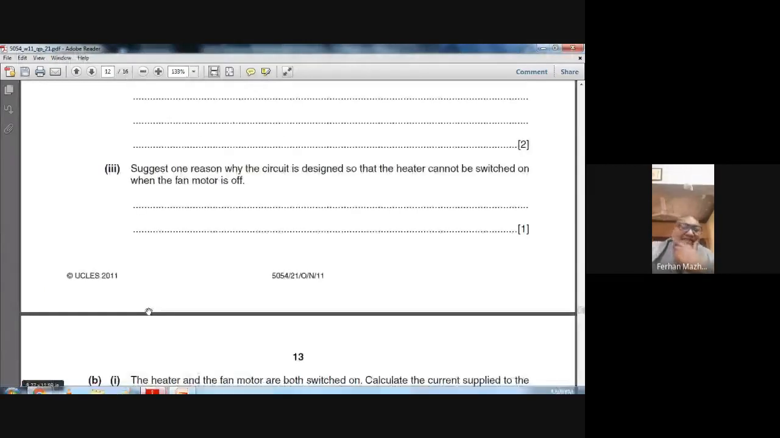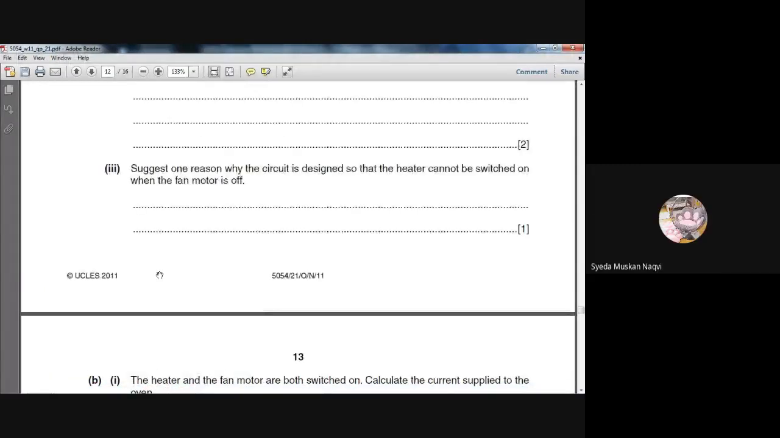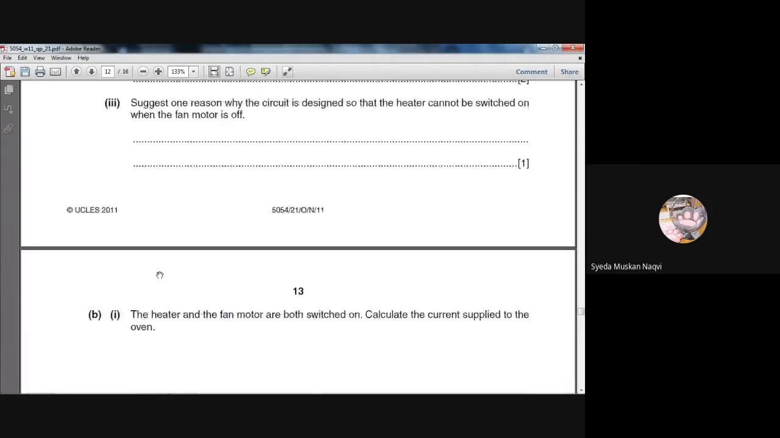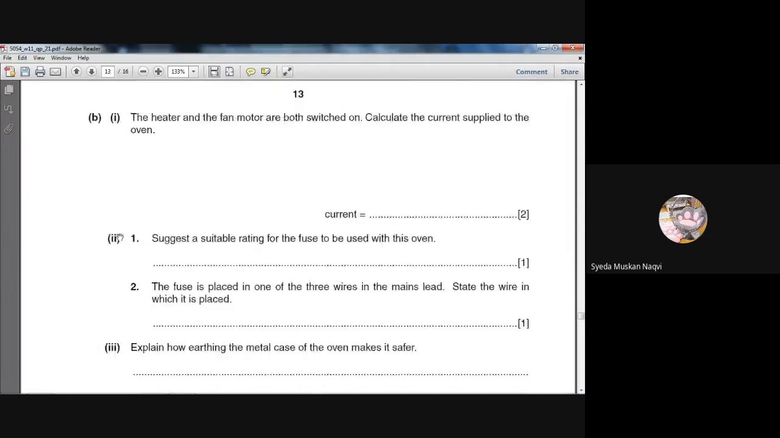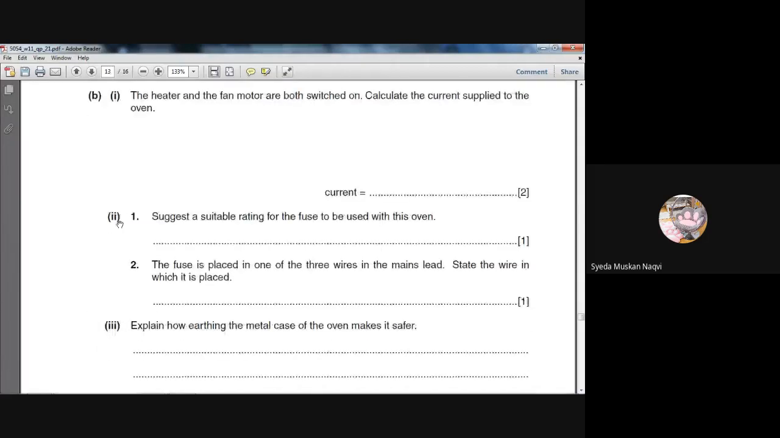Muskan, have you written this answer? Yes, sir. What did you write? I wrote that this prevents overheating by taking away excess heat and by circulating air. Yes, it's the right answer. Good.